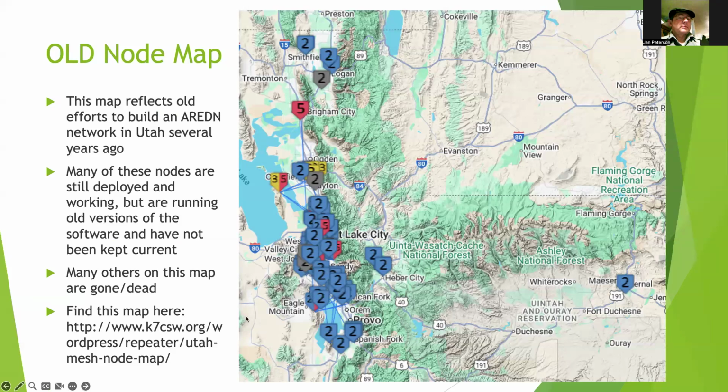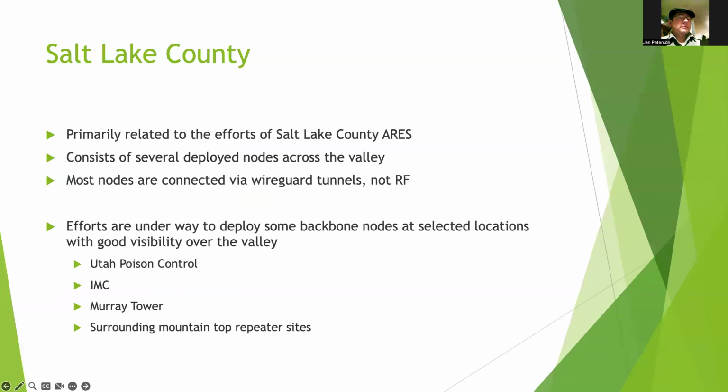If you are interested in the historical nature of what the network looked like, you can go look at it. You'll notice there was some stuff up here in Cache County. There was Ogden, Brigham City, a bunch of stuff in Salt Lake, and down in Provo in that area. Even way out in what looks like Vernal had a node deployed. There wasn't anything on this map that I ever saw from St. George or anywhere else in the state. So that's something to keep in mind. All right, so let's talk about Salt Lake County.